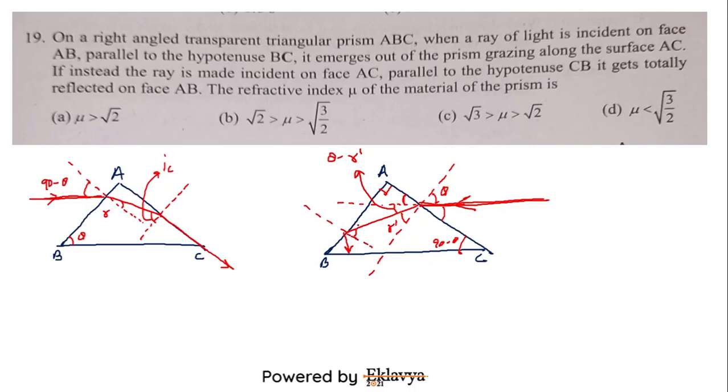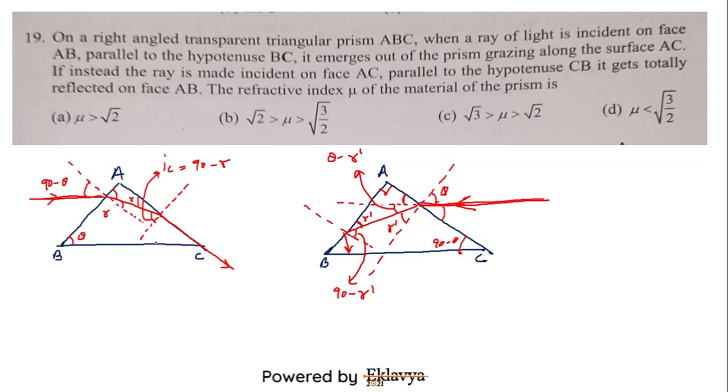So basically this angle will become R dash, and this will become 90 minus R dash. Similarly here also we can say this angle is 90 minus r, so this angle will become r and this angle will become 90 minus r. So on both occasions, the angle of incidence at the other interface, or the other edge surface, is 90 minus the angle of refraction at the first one. Now this is the scenario.